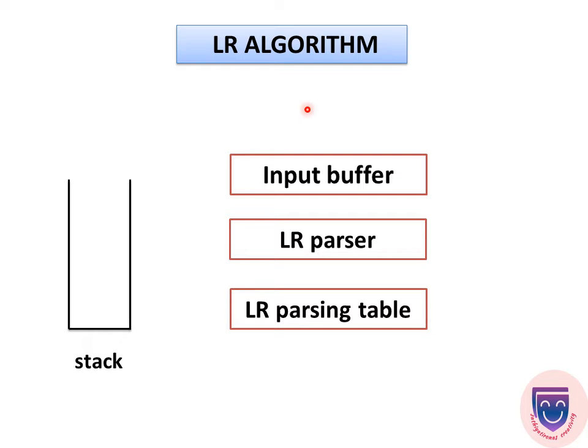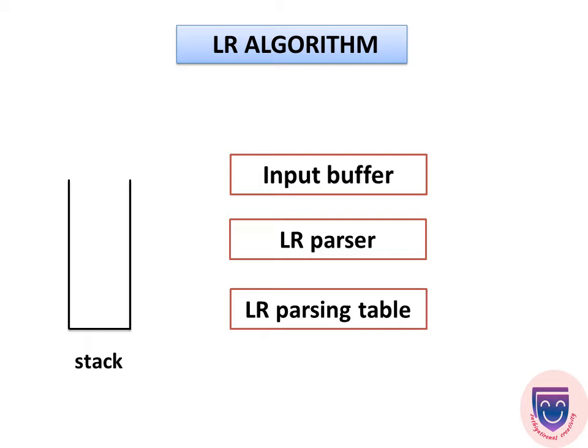As we have seen in the LL(1) parsing table, here also we are going to have an input buffer, a stack, a parser and the parsing table. The input buffer holds the input, and the stack is for doing various operations like shift, reduce, accept and error. The parsing algorithm is the same for all the parsers; the only difference is how we construct the parsing table, and that is what will vary here.